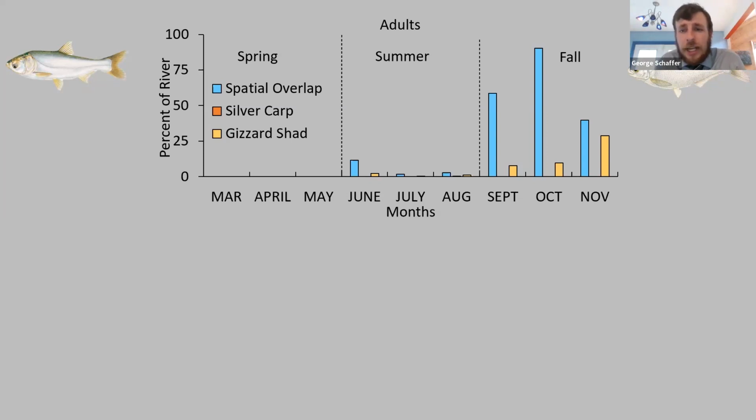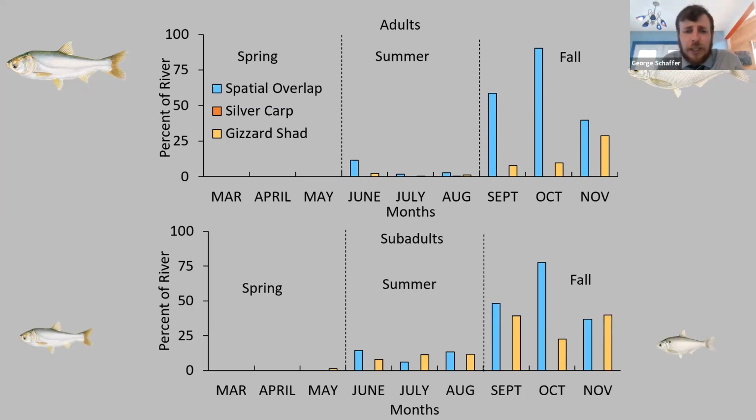So what we see is that there's a high degree of spatial overlap occurring within the summer and fall. However, there are certain areas that are only high quality for gizzard shad, and there's really just a small amount present within August, but we generally do not see any percentage of the river that's high quality for silver carp only. And we're seeing a very similar trend with our subadults, where there's a high degree of spatial overlap occurring between the two species, but there are certain sections of the river that are high quality for gizzard shad only.